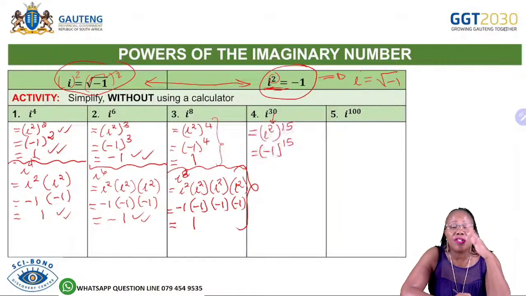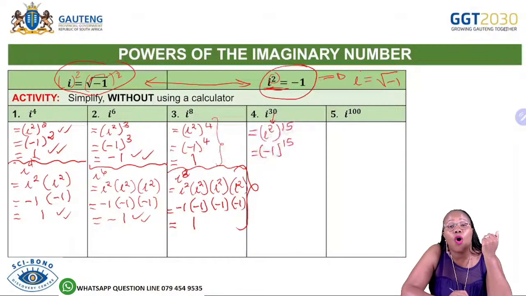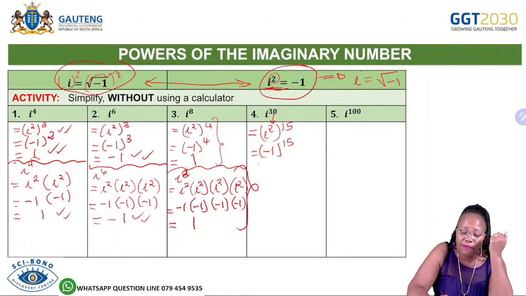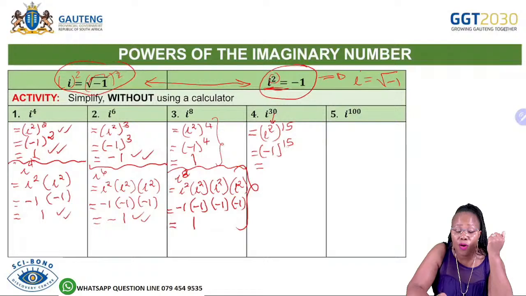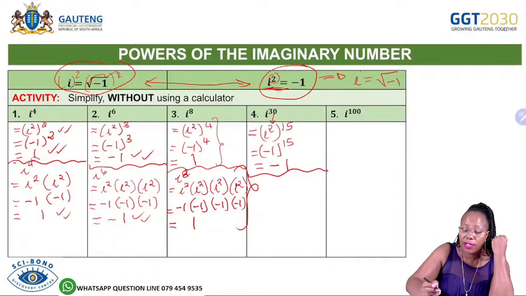Remember, when you talk even, it is 2, 4, 6, 8, 10. When you talk odd, you take out even numbers. What is remaining is odd. That is 1, 3, 5, 7, and so forth. So when you are having 15, 15 is an odd number. That means if it is minus 1 to an odd number, the answer will be negative. To an even number, the answer is positive. To an exponent that is an odd number, the answer will be negative.